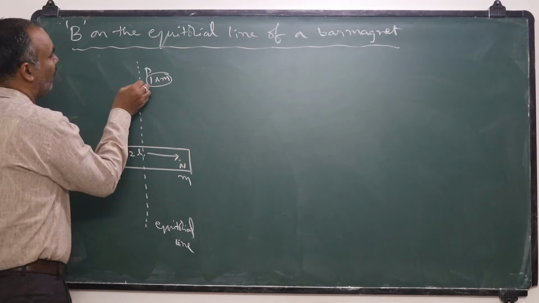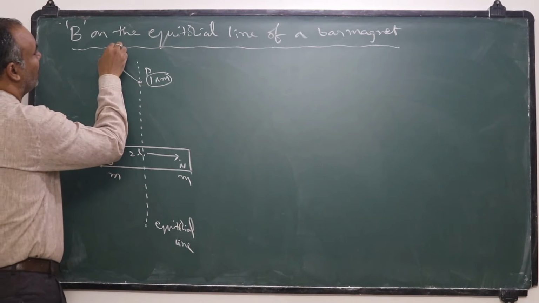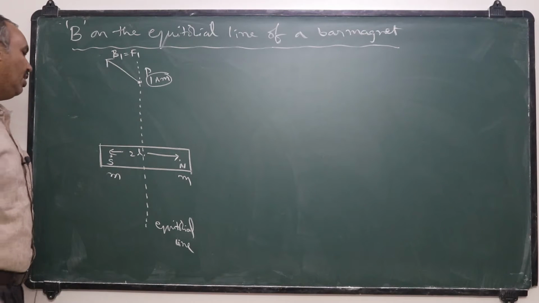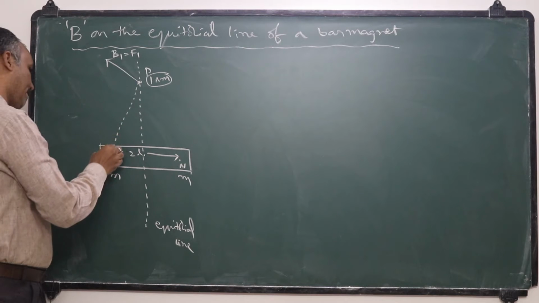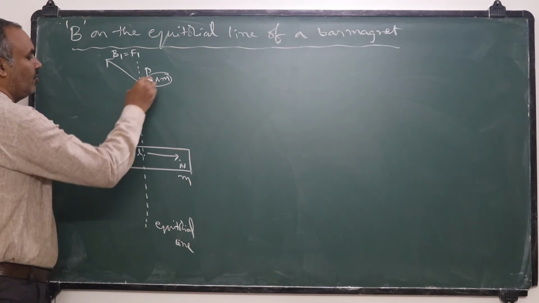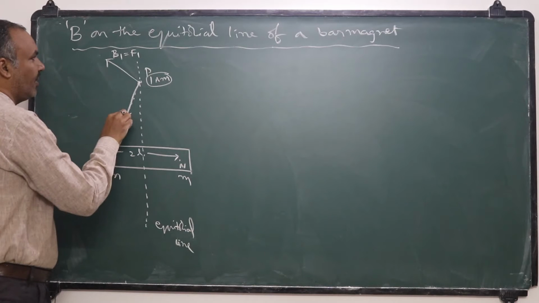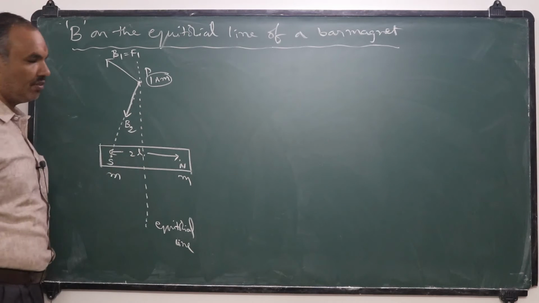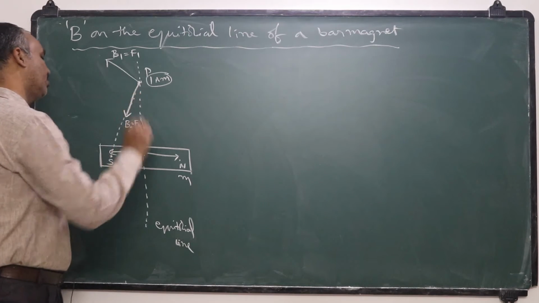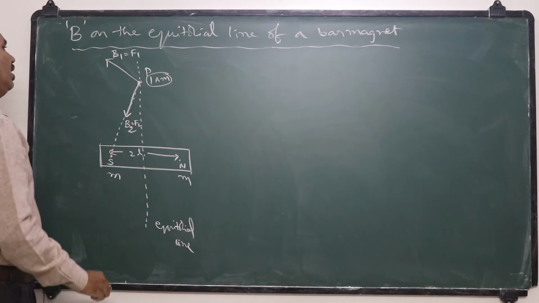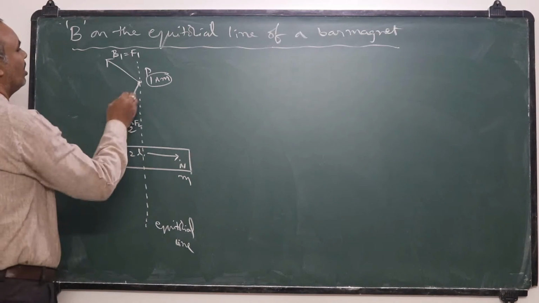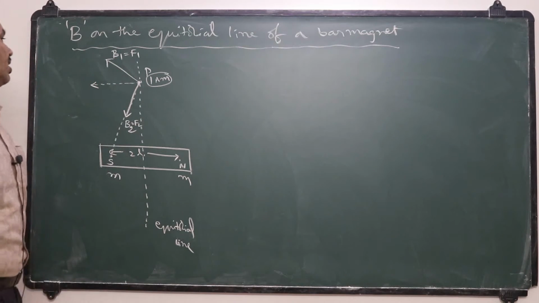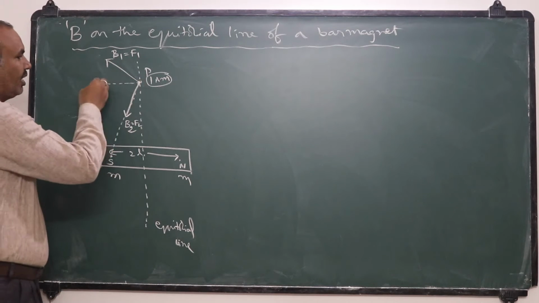So this north pole will repel the unit north pole, hence it experiences magnetic induction B1 or F1 in this direction. Similarly, this south pole will attract the unit north pole in this direction, hence it experiences a force F2, nothing but magnetic induction B2, in this direction. Now, the net magnetic field will be the resultant of these two, and it will be in this direction, because these two vectors are directed like this.